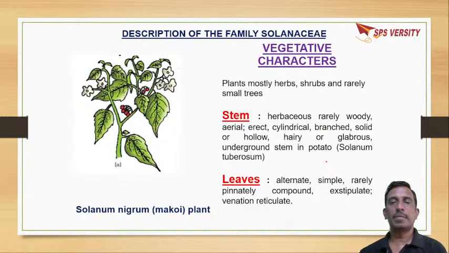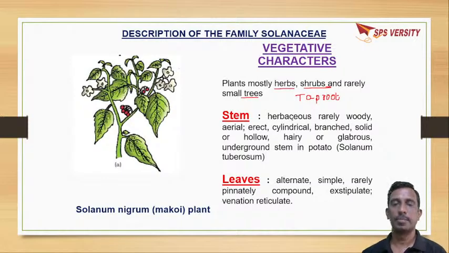And when you come to the next family, that is Solanaceae. So when you come to the vegetative characters, mostly they are herbs, shrubs and rarely trees. As it is a dicotyledonous family, it shows a taproot system with the primary root from which many secondary roots arise.